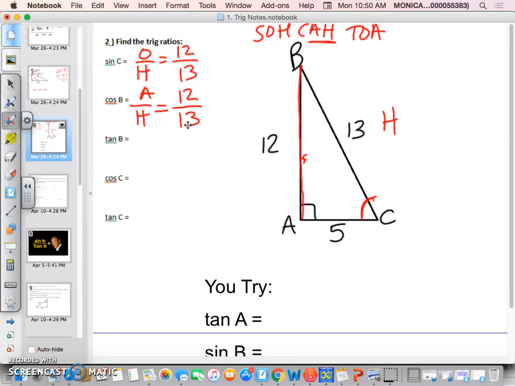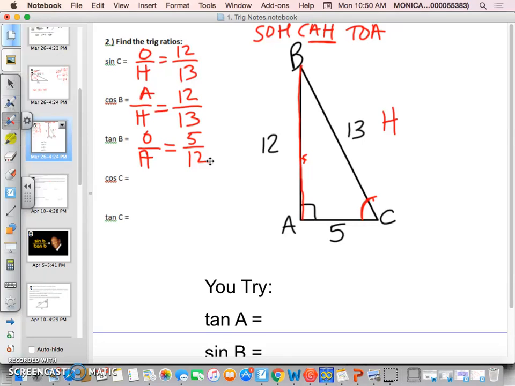All right, so now we're going to look at the tangent of B. Here's B. Tangent is opposite over adjacent. The opposite side is 5 and the adjacent side is 12. So the tangent of B is just 5 over 12.